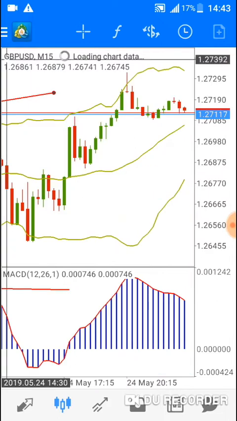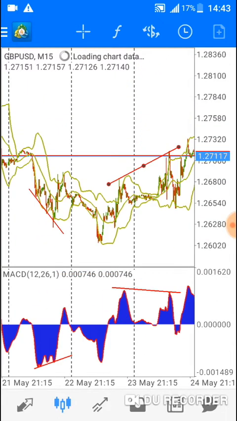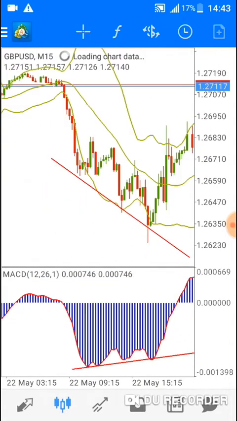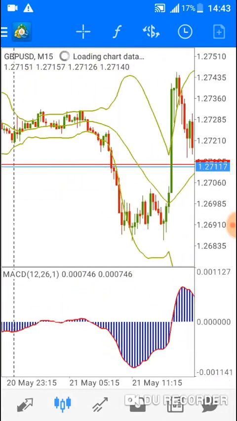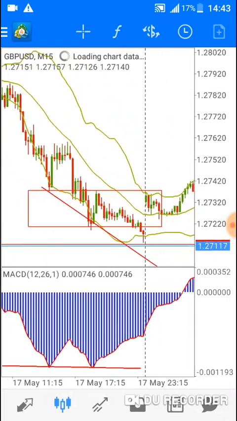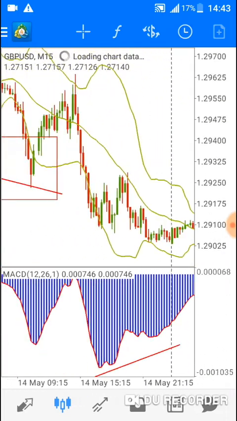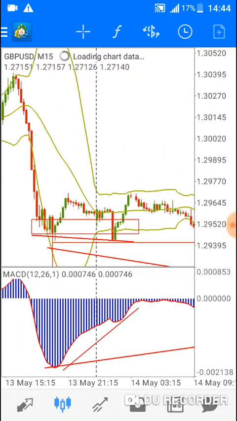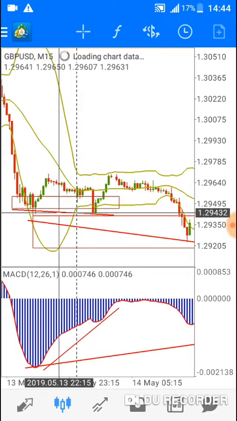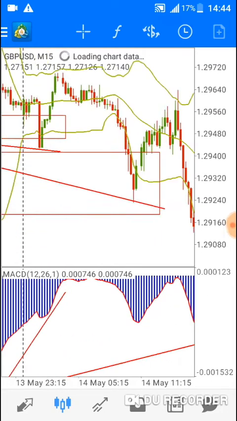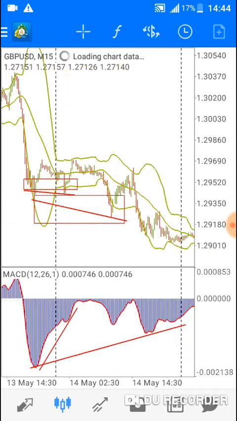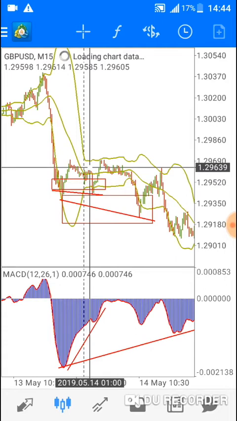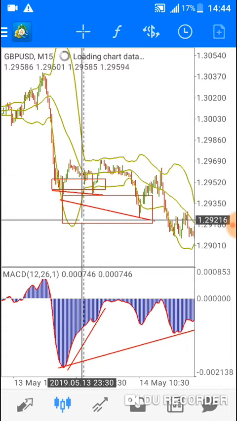So let's go to 15 minutes and check it out now. This is the first setup, this is the second setup. That is a good setup. In this case we had two setups. This one, as you can see, could have hit our stop loss, and then if we entered on the next setup, it made a few small pips, then it hit our stop loss.